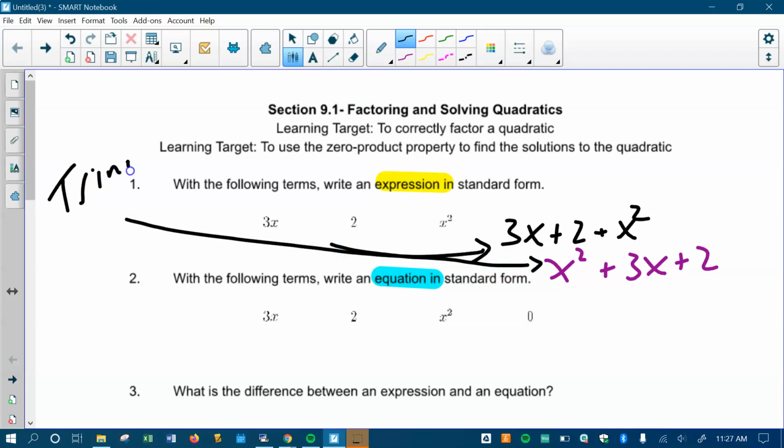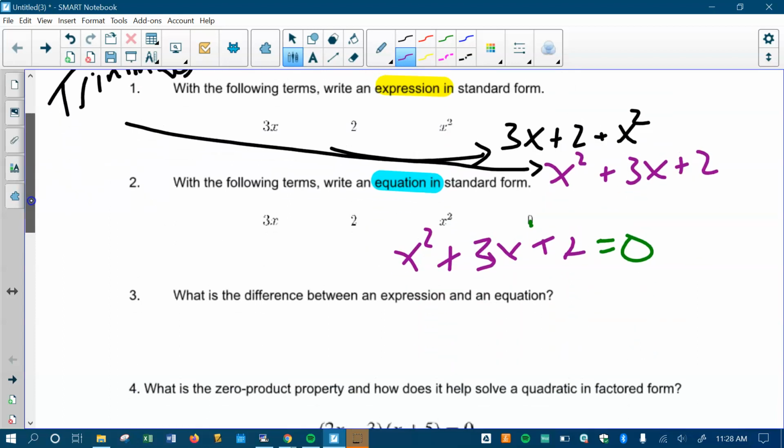Now, the difference between number 1 and 2 is one little symbolic piece. So we could take either of these expressions or equations, but the one thing that we're going to have to add to it, and I'll take this purple one, so we'll take x squared plus 3x plus 2 for number 2. What we're going to add to it, though, is this 0. And we're going to say that it equals 0. And this is an equation. An equation contains an equal sign.